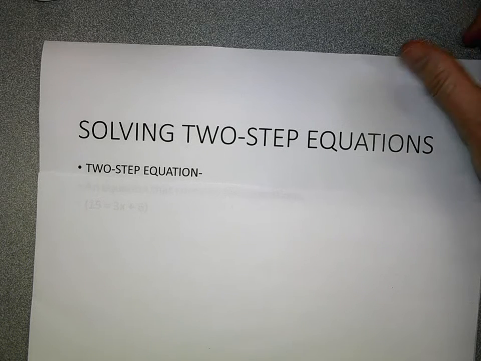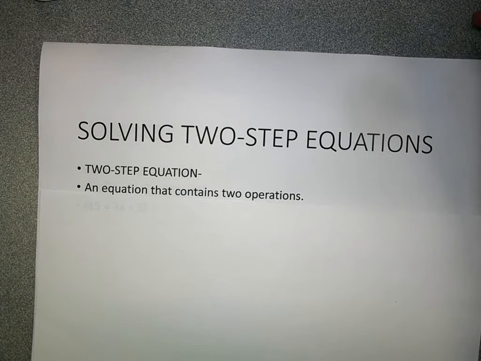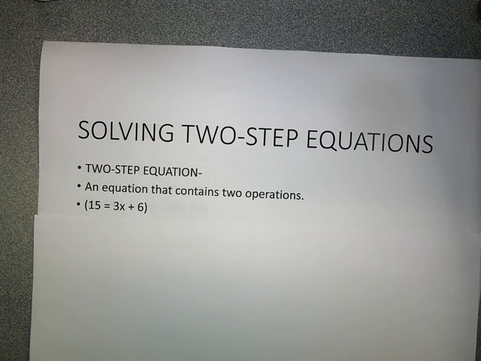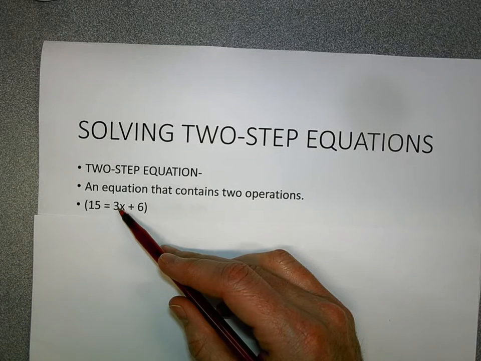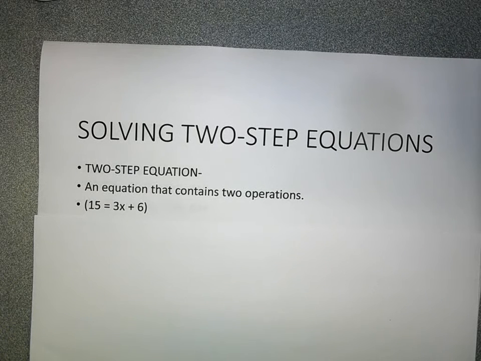All right, so here we go. The book says it is an equation that contains two operations. An equation that contains two operations. So here's a real basic one, but 15 equals 3x plus 6. So write that in your example box. Two operations, the addition and of course the multiplication between the 3 and the x.